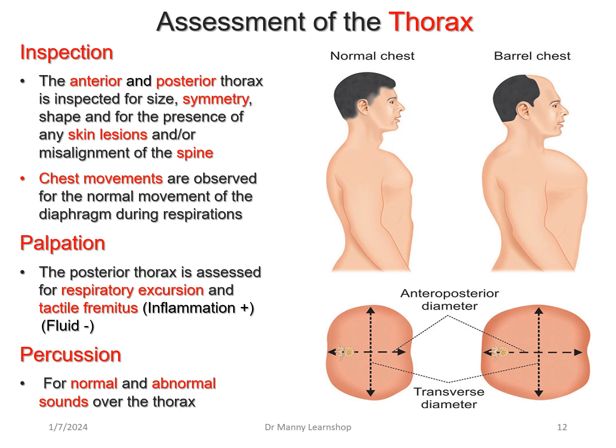When we assess the thorax, the techniques that we're typically using are inspection, palpation, percussion, and auscultation. With inspection, we're looking at the anterior and posterior thorax, inspecting it for size, symmetry, skin lesions, and any malalignment of the spine. We're also observing the respiratory rate and the chest movements, of the diaphragm in particular, during respiration.